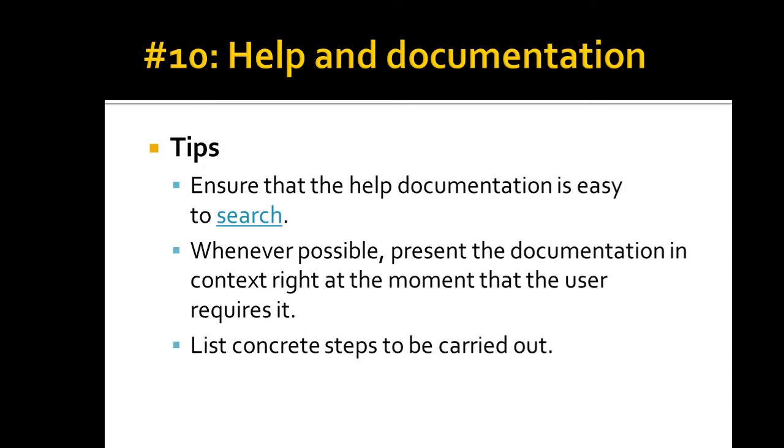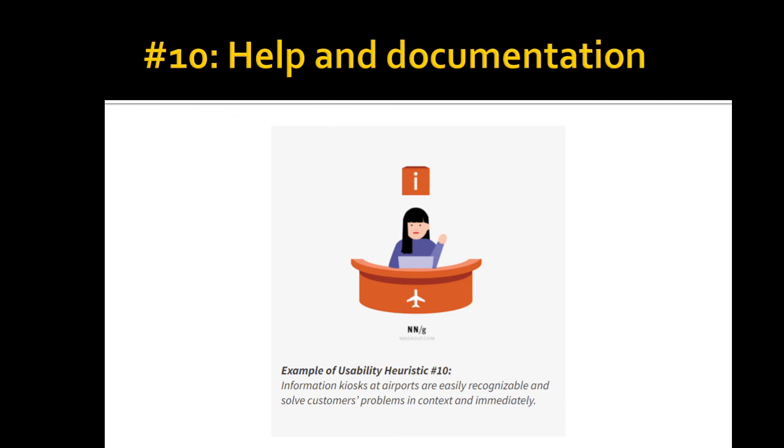So here are some tips. Ensure that the help documentation is easy to search. Whenever possible, present the documentation in context right at the moment that the user requires it. So list concrete steps to be carried out. So here's an example. Information kiosks at airports are easily recognizable and solve customers' problems in context and immediately. So just imagine if you don't have something like this in airports, or maybe even schools. There should be something like this that is ready to help maybe students.